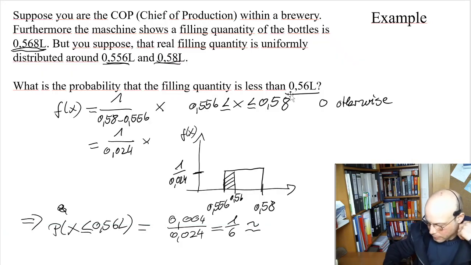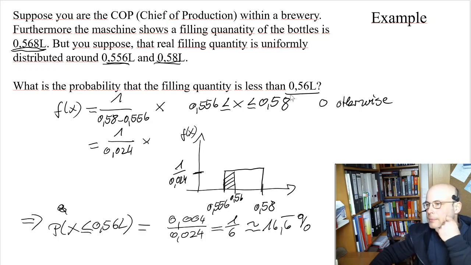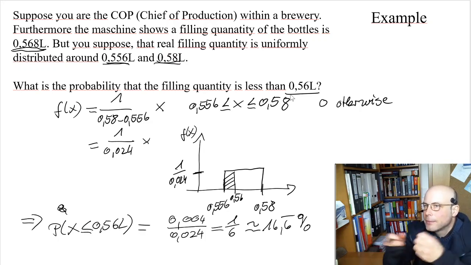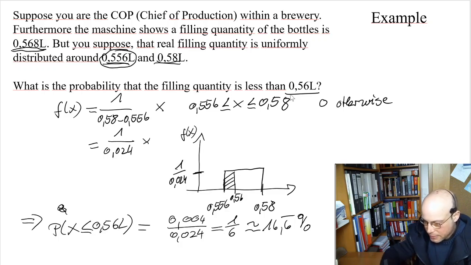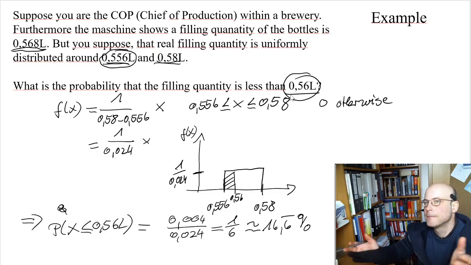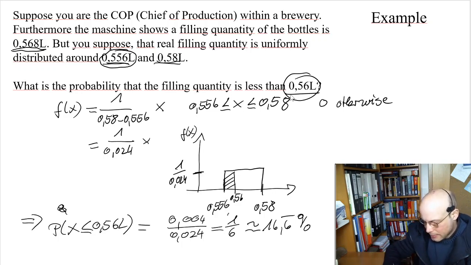16, of course. 16 period 6%. Well, of course, this also we can directly calculate, since from 0.556 to 0.56 this is just 1/6 of the length of our interval, then of course we have 1 over 6 as probability.